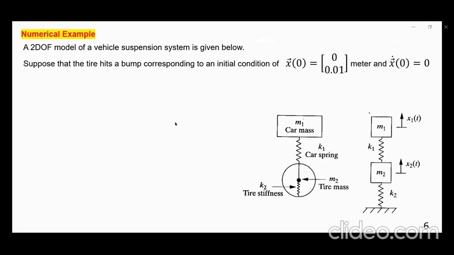Now, let's do an example here. In the past, we have done a quarter model representation of a car where we actually ignored the mass of the wheel. But here, we're going to include the mass of the wheel, in this case, quarter model. And therefore, we have a situation like this, a 2 degree of freedom system.